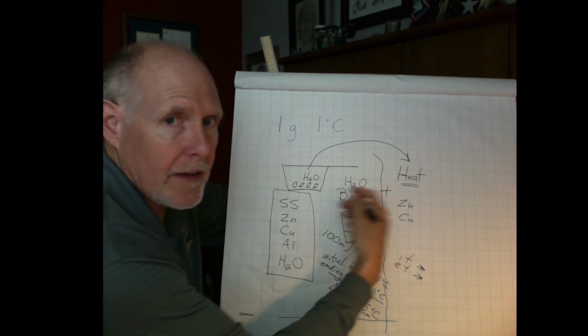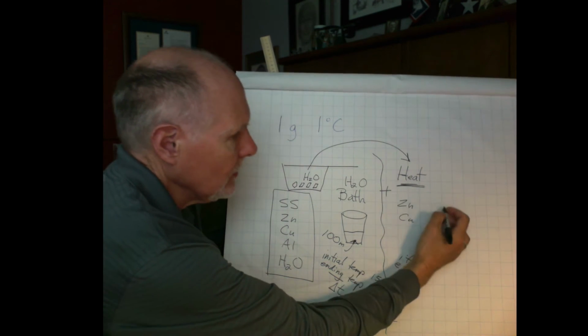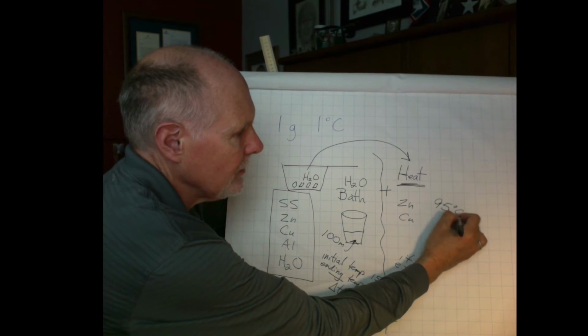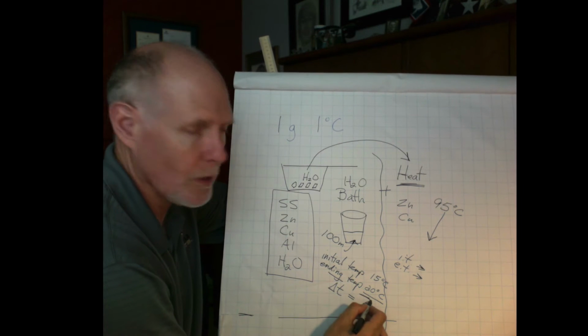So then on the other side, we're also going to need to calculate the metal started at a high temperature at about 95 degrees Celsius, and it went down to whatever this top temperature was right here.